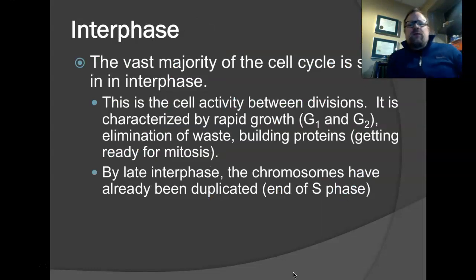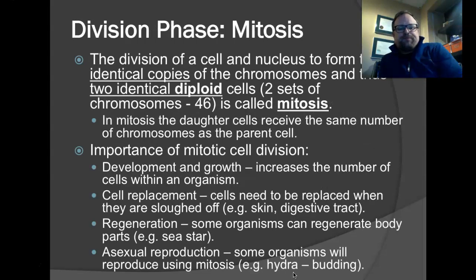The vast majority of the cell cycle is spent in interphase, the cell activity between divisions, and it's characterized by the G1 and G2 phases: elimination of waste, building proteins, getting ready for mitosis, duplicating DNA, all of that stuff. By late interphase, the chromosomes have already been duplicated, and the cell is ready to move into mitosis. That's where we're going to move into now: mitosis, to talk about what cell division actually looks like and what processes we're going to go into.